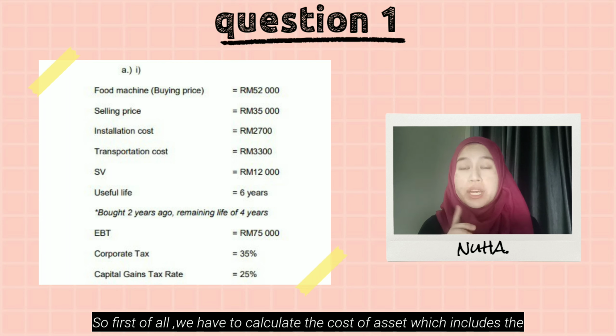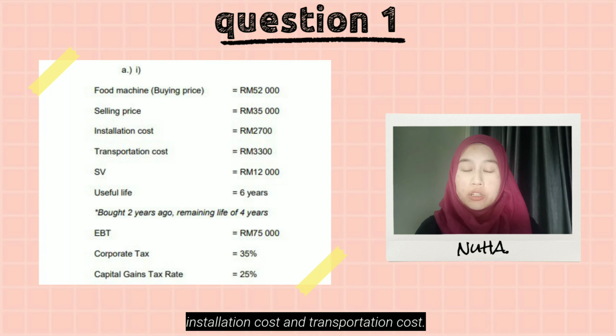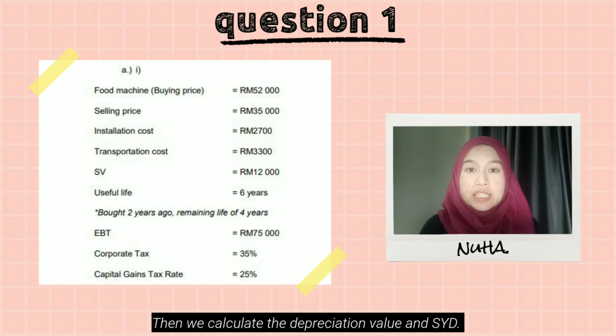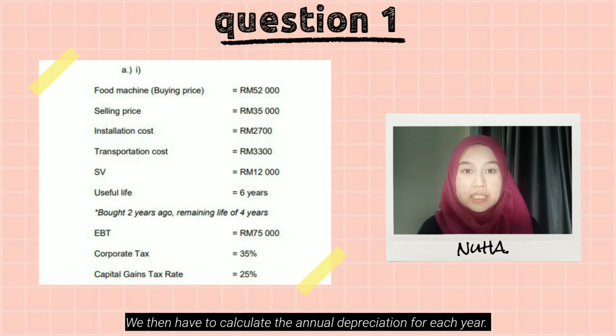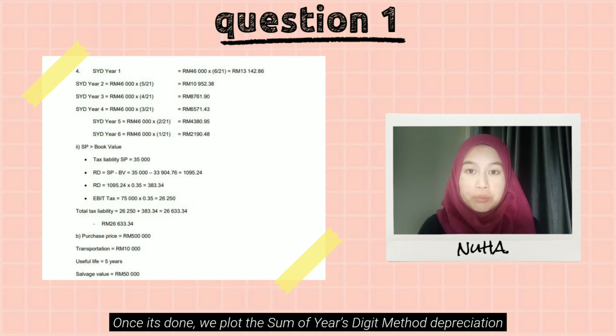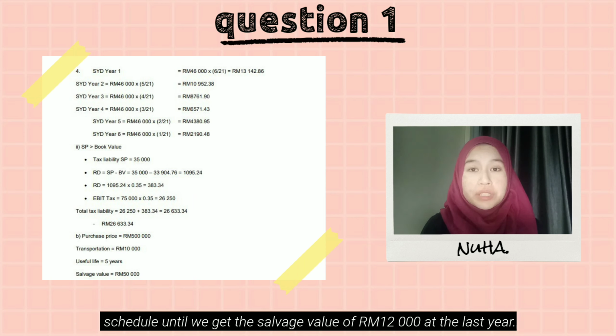So first of all, we have to calculate the cost of asset, which includes the installation cost and transportation cost. Then we calculate the depreciation value and SYD. We then have to calculate the annual depreciation for each year. Once it's done, we plot the sum of years digit method depreciation schedule until we get the salvage value of 12,000 ringgit at the last year.